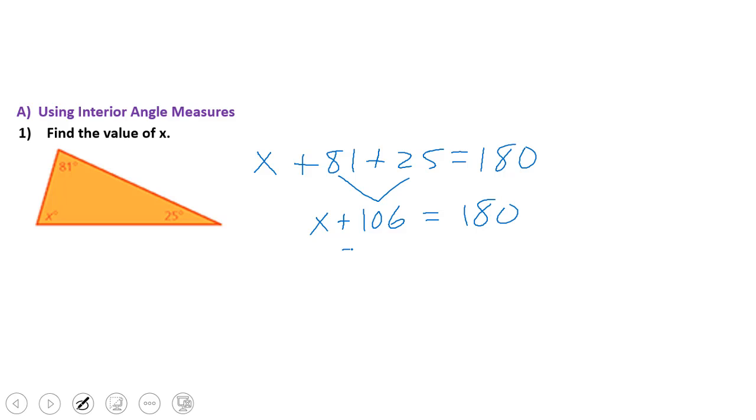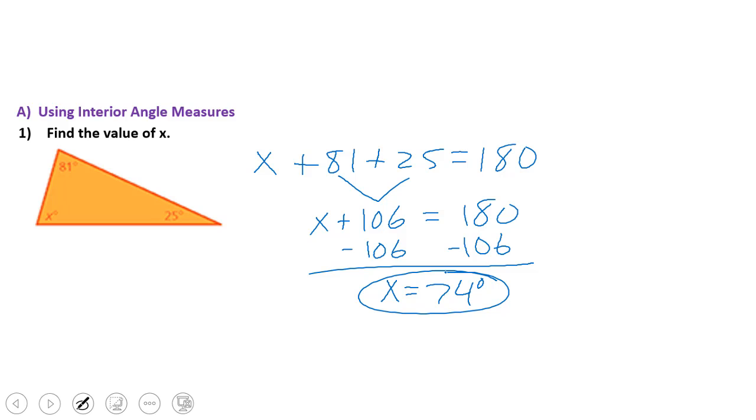And I am going to isolate that variable by subtracting. That is the inverse of adding. And I'm going to keep it balanced by subtracting from both sides. And I'm going to get that angle x is 74 degrees. 74 degrees for angle x.